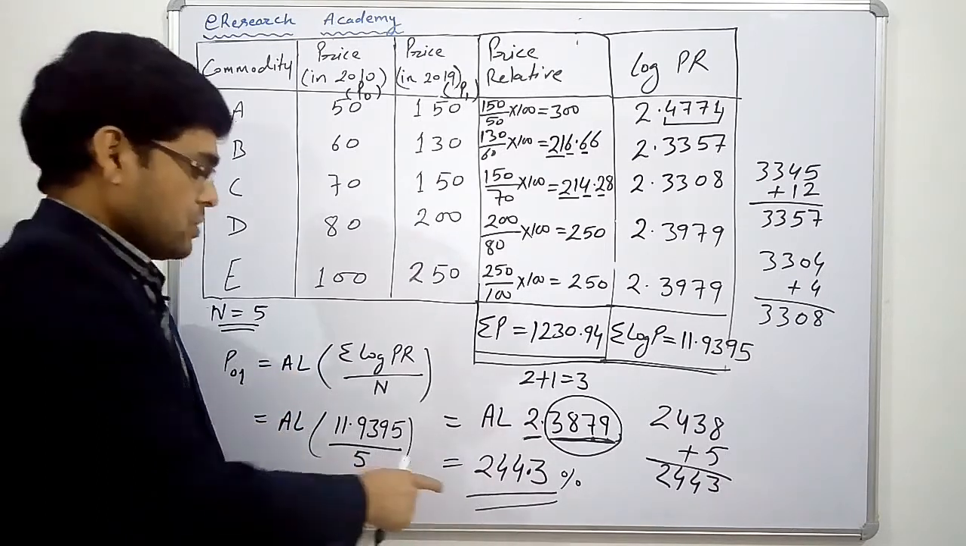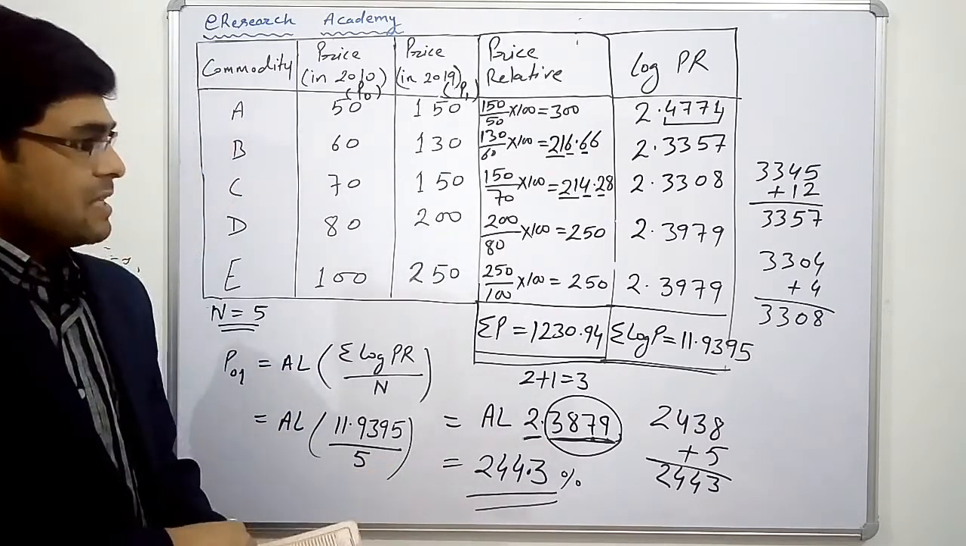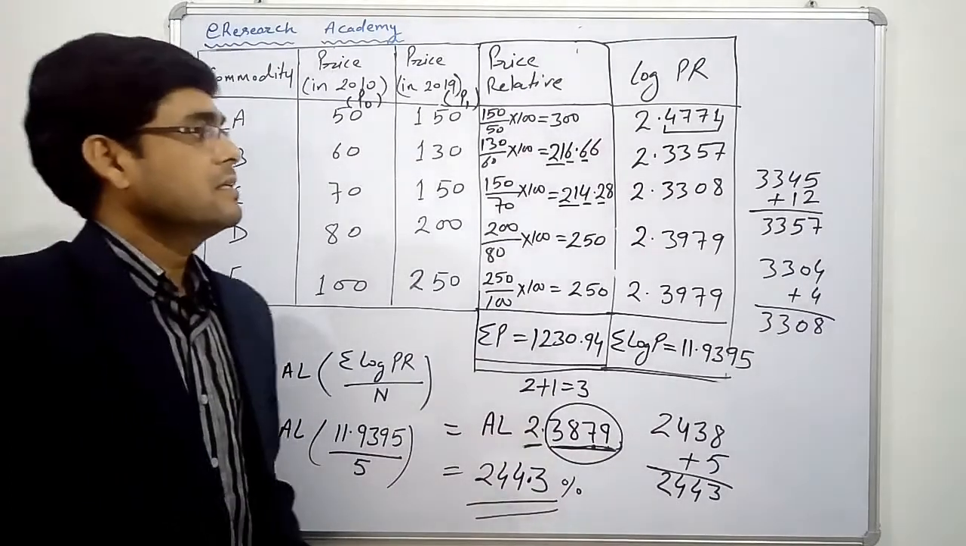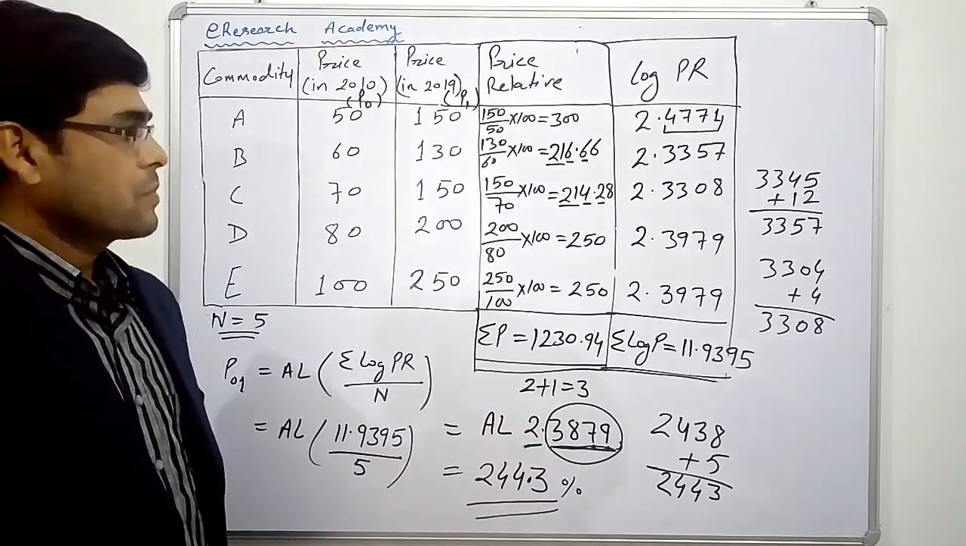So friends, this was all about the second method under the unweighted index numbers.